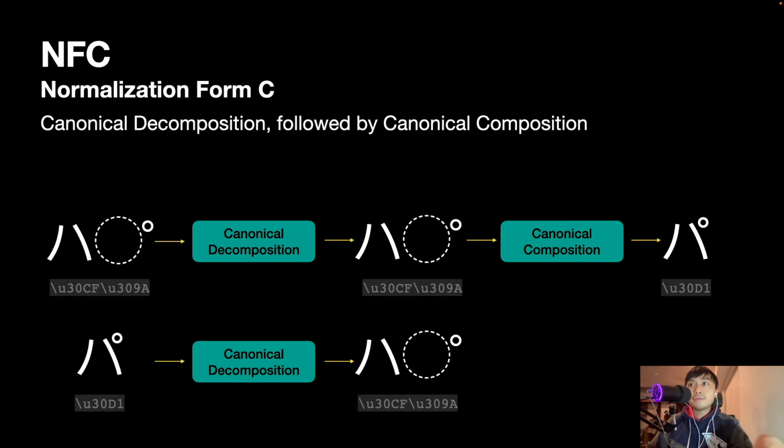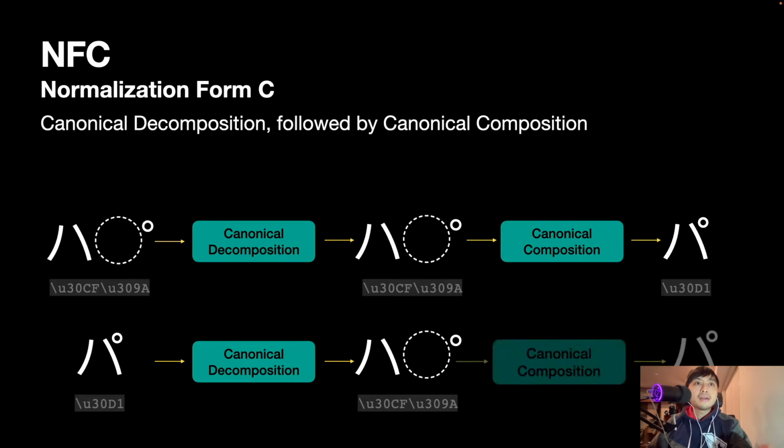And what if we have pa and then we apply NFC? It becomes ha and then the voicing symbol. After that, we apply canonical compositions and it becomes pa.